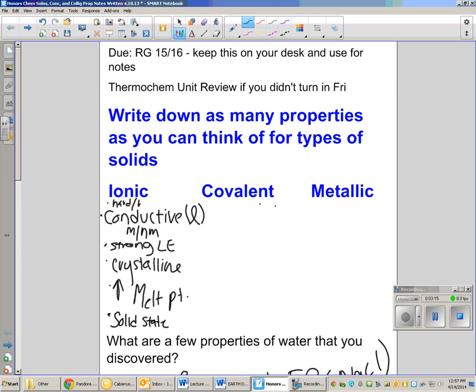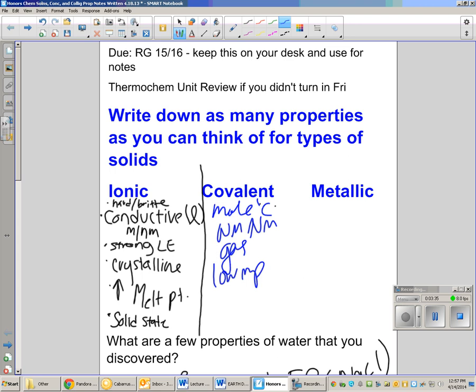All right. So what are we gonna say about covalent then? Molecules. Okay, I got you. So we got molecule, MOLE, apostrophe C. Give me more. Gas. Non-metal. Low melting. Gas. Low MP, melting point. Low solubility.